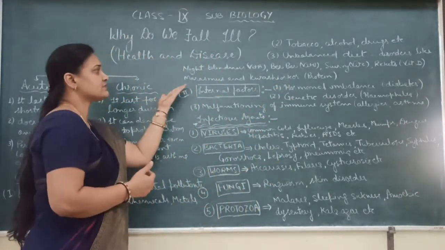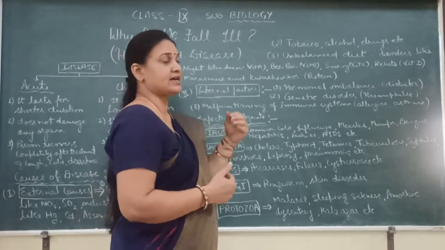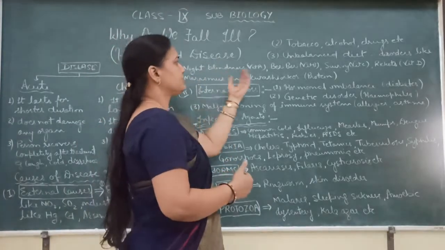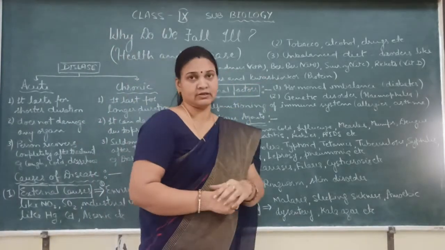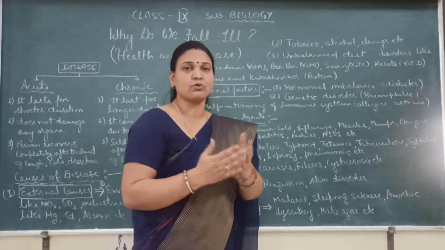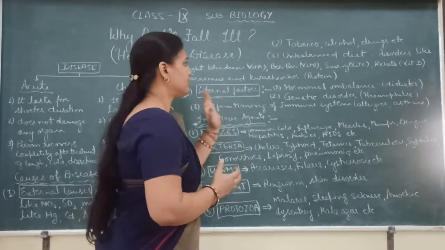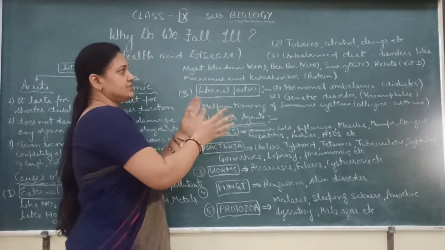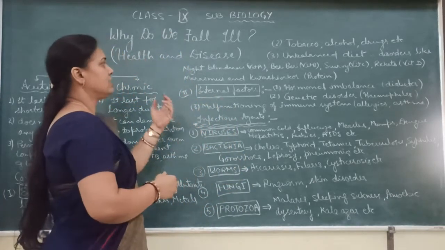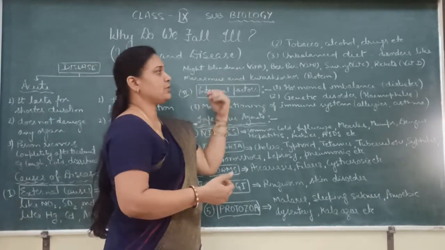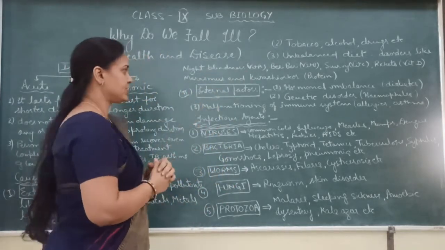Like this, marasmus and kwashiorkor are nutritional deficiencies of protein. Proteins are very necessary because all the muscles, all the body is made up of protein. So if protein is deficient in your diet, then diseases like marasmus and kwashiorkor can be caused.